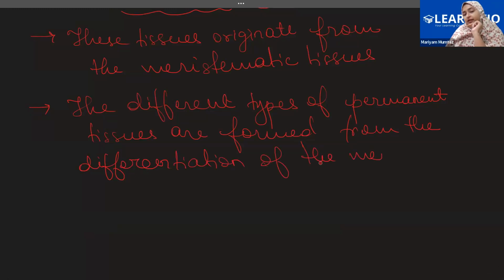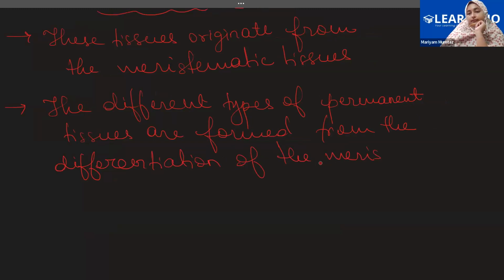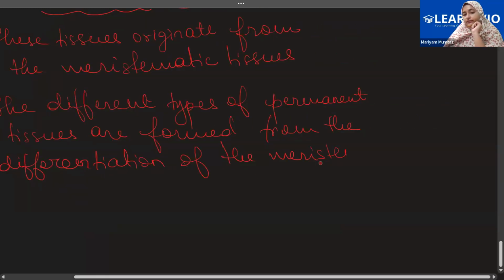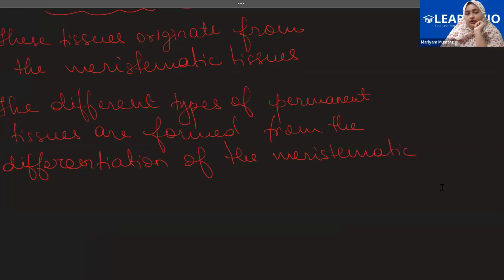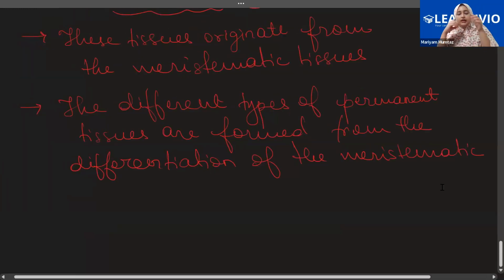So these two points are clear to everyone. Yes, ma'am. Any doubts? No, ma'am. No one has any doubts? Sure. Yes, ma'am. All right. Okay. Very good.